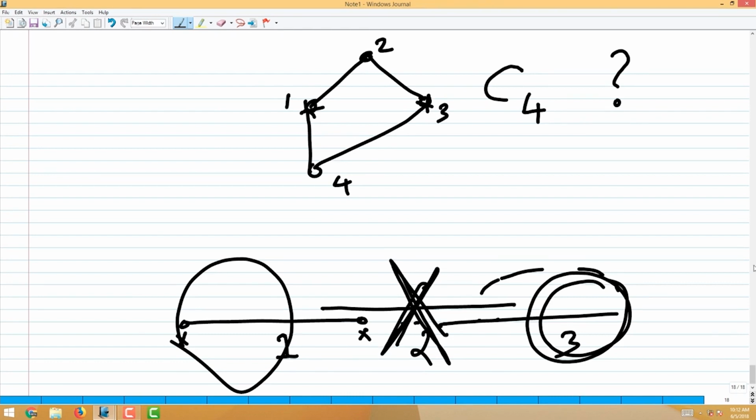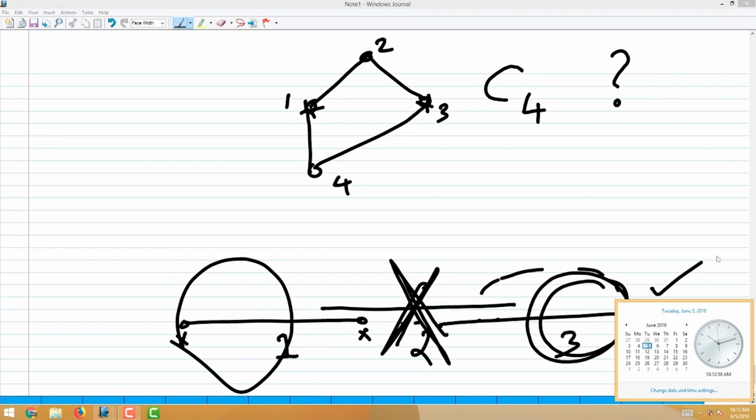So you will argue that you have to consider many other cases. Yes, consider it, but try to prove that C4 does not have an interval representation. It's not very difficult. Just try to come up with a neat proof of this. So C4 cannot have an interval representation. So there are graphs which cannot have interval representation. So all graphs are not interval graphs.